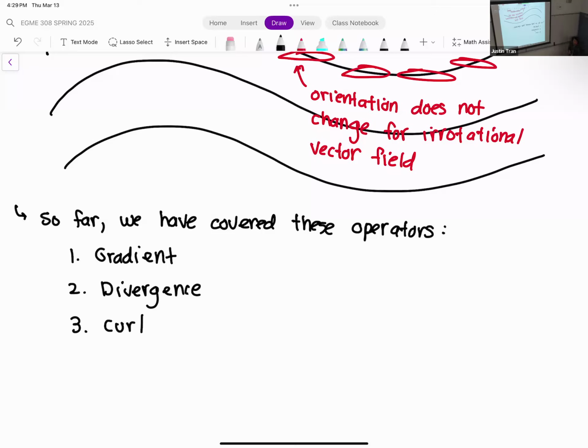All of these operators, I would consider them to be derivative operators. They involve taking the derivative of a scalar field in some way. They involve partial derivatives and vectors and so on and so forth.